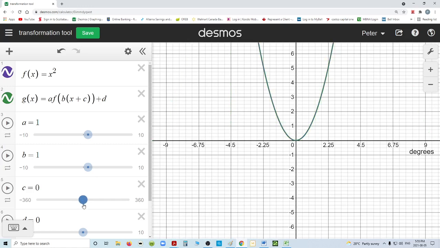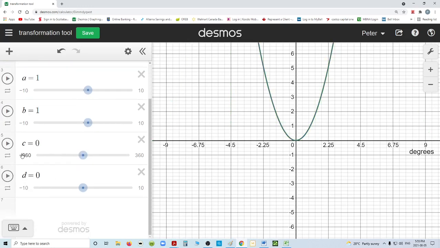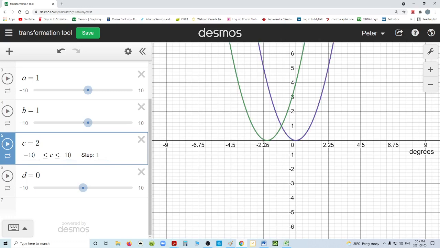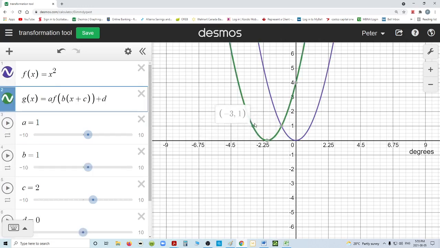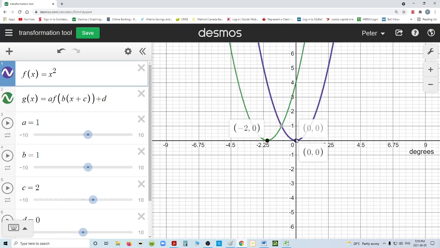So here I'll make my c. Oh, and it's set to 360 because the original one is a sine curve, but I can just make it minus 10 to 10, and step of 1. There we go. And now watch what happens when I change my c to 2. My whole parabola, the transformed one, this green, moved left by 2, so the vertex is no longer 0. It's minus 2 comma 0. And that's also still easy to do.